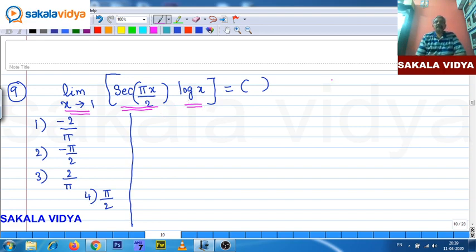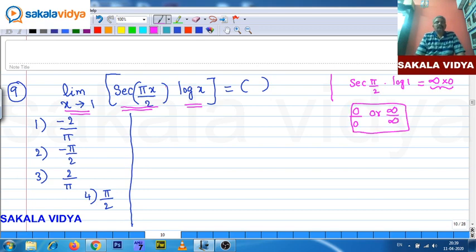So, if you substitute the limit, what will happen? Let us see. If you substitute the limit, sec pi by 2 into log 1. So, sec pi by 2 is not defined, this will be infinity into 0, it is an indeterminate form. If it is in the form of infinity into 0, we cannot use L'Hospital's rule. In order to apply L'Hospital's rule, it should be 0 by 0 form or infinity by infinity form, then we can apply. So, that means now this we need to change.